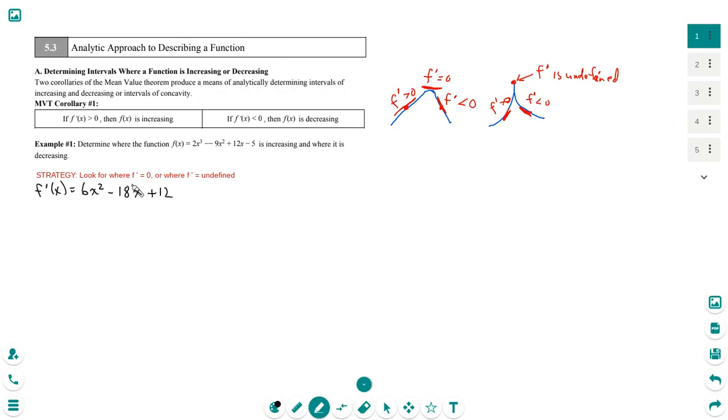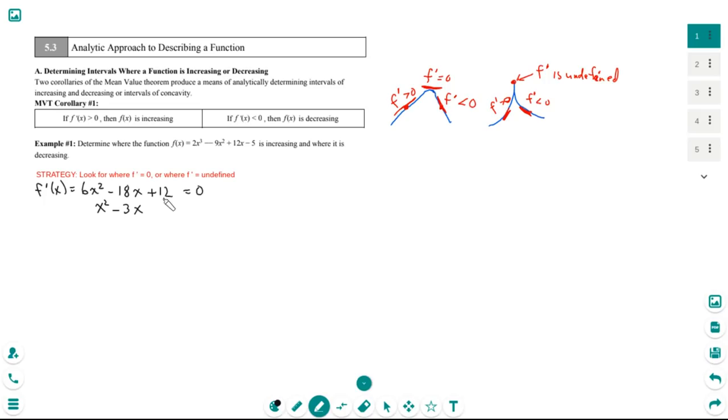However, it might have some zeros, so I'm going to set this equal to 0 and then solve that quadratic equation. I'm going to begin by dividing everything. There's a common factor of 6, so I'm going to divide both sides by 6 and simplify this polynomial down. So dividing by 6, that would be x squared, and then dividing 18 by 6, that would be 3, minus 3x. Divide 12 by 6 is 2, and then divide 0 by 6 is 0.